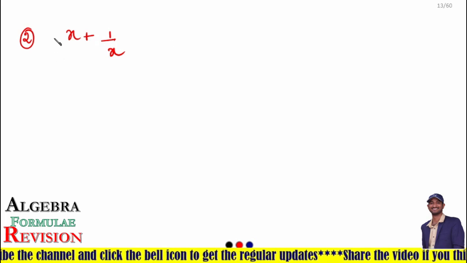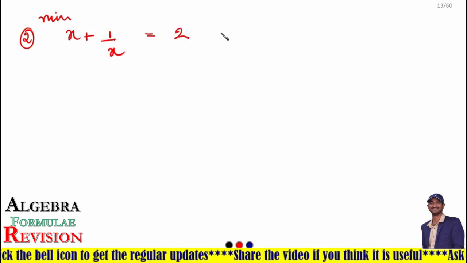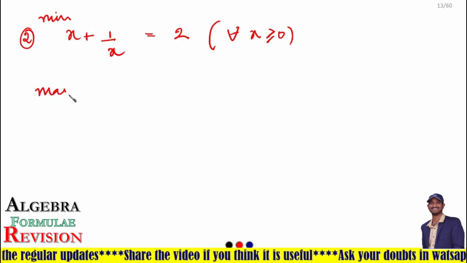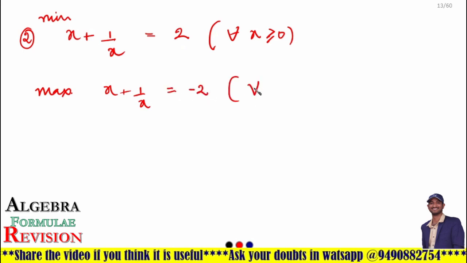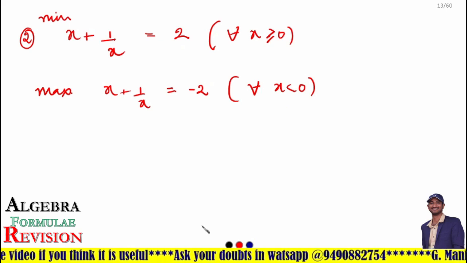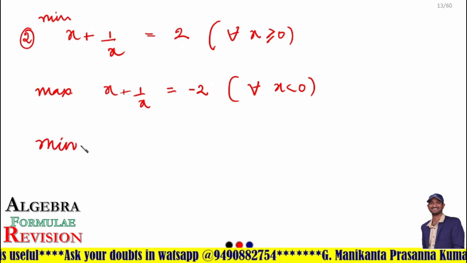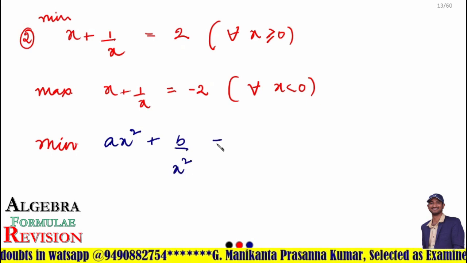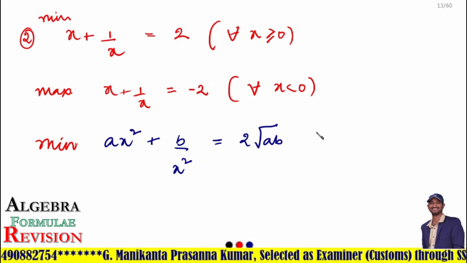Next, the second point. The minimum value of x plus 1 by x is always 2 for all positive values of x, and the maximum value of x plus 1 by x is equal to minus 2 for all negative values of x. These 2 points are also important. And another one is the minimum value of ax square plus b by x square is always equal to 2 root ab for all the values of x.